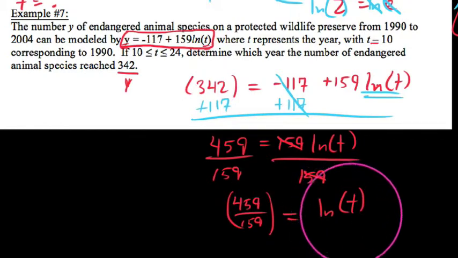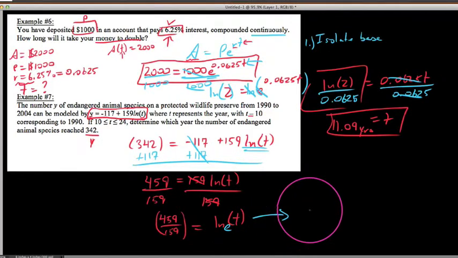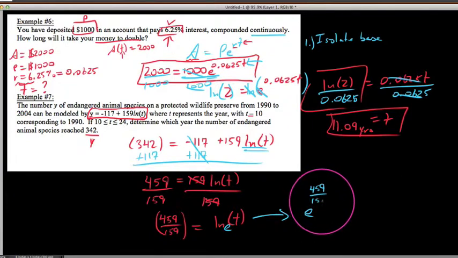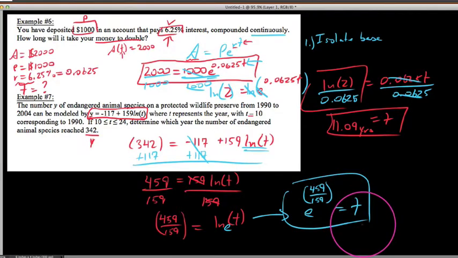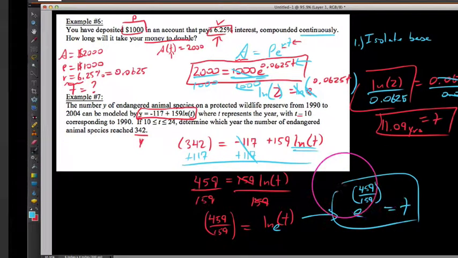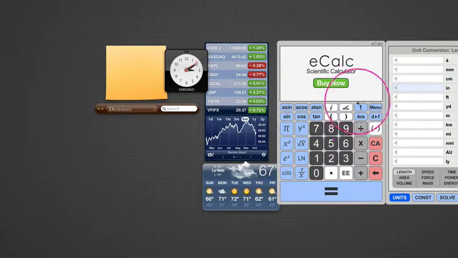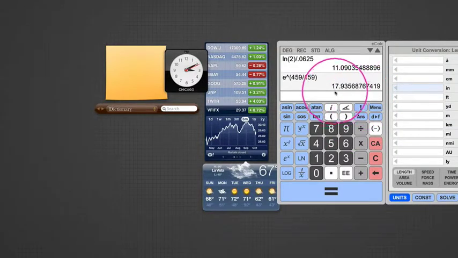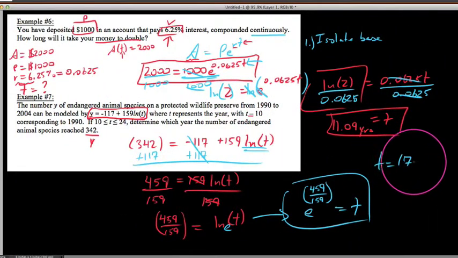What we're going to do now is we're going to take this logarithm, we'll just rewrite it into exponential notation, which our base here is e, mind you. So we're saying e to the power of 459 159ths, okay? This is equal to t, which is what we want. So we're going to go type this in. We say e to the 459 divided by 159. This is what I want. And we would say, well then, 17.936. So I'm going to write this down and we say t equals 17.936.